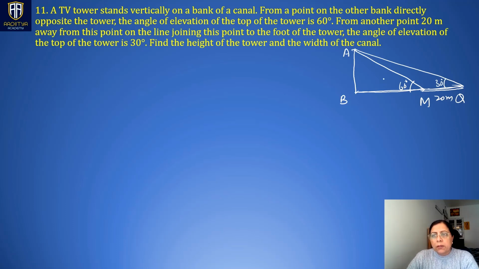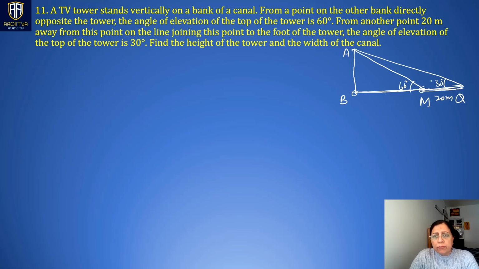Let me explain once again. A TV tower stands vertically on the bank of a canal. Canal is the width. So let B be one end of the canal, one bank of the canal, M be the other bank. M is a point on the opposite side of the canal. From this point, the angle of elevation of the top of the tower is 60 degrees. Now he says from another point 20 meters away. Away means on the opposite side, opposite to that of the tower. It is not towards the tower. 20 meters away from this point on the line joining this point to the foot of the tower. We have to consider the point on the same line. The angle of elevation of the top of the tower is 30 degrees.